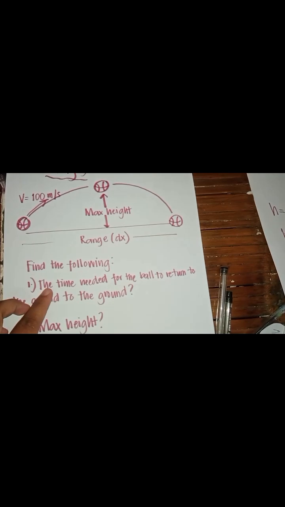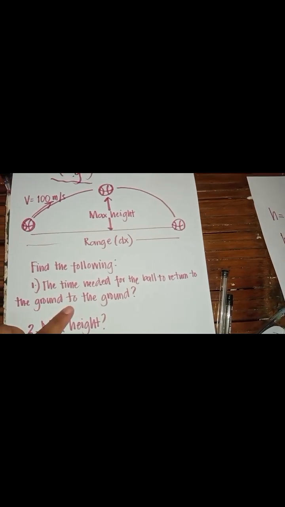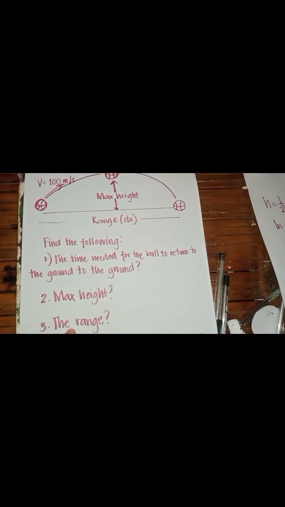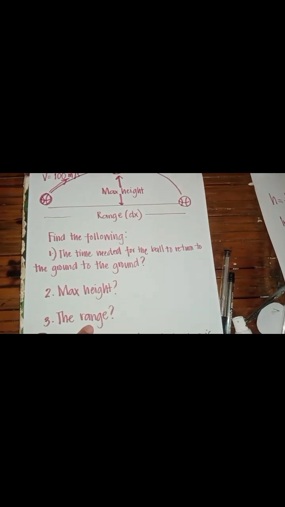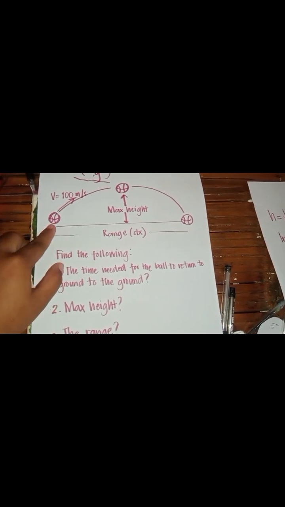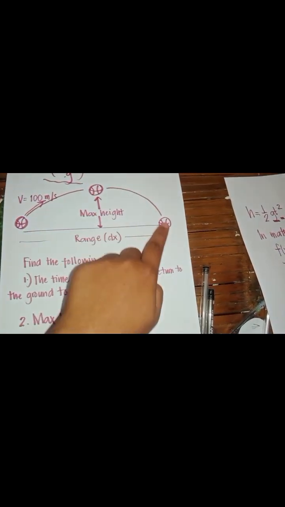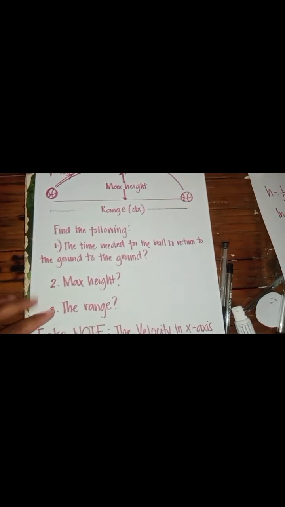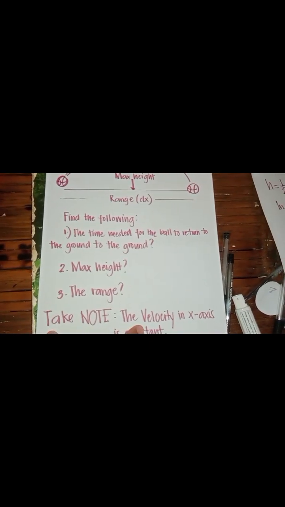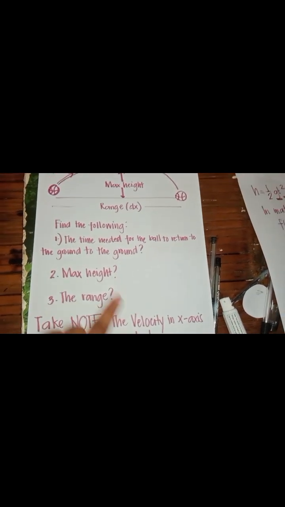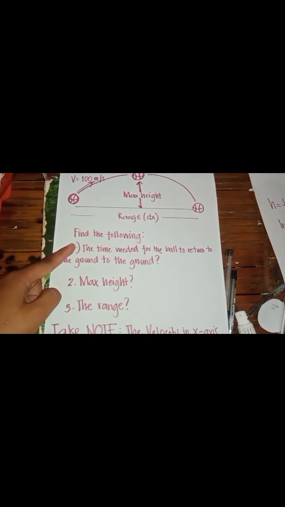I have here an example projectile problem. We're given a projectile, and we are asked to find the following: the time needed for the ball to return to the ground, the maximum height, and the range. So the time needed from this part to this point, or the time needed for the ball to reach that point. And take note that the velocity in the x-axis is constant. It means it cannot be changed from time to time.